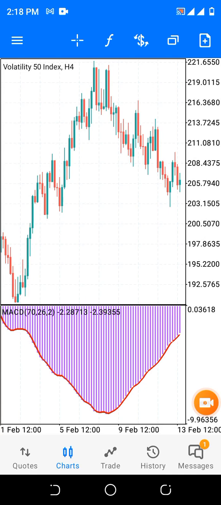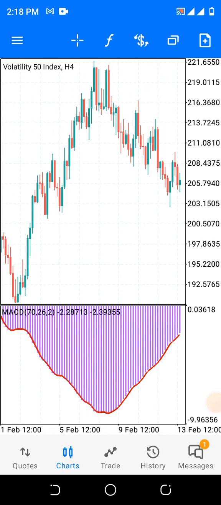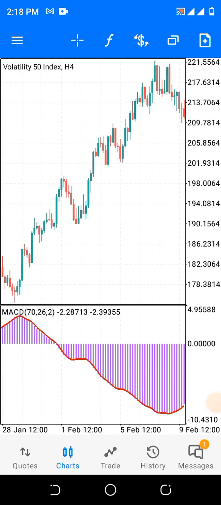Top-down analysis is paramount in forex trading. Before you make a trade, make sure you have a higher time frame view of whatever you are trading. If you are trading on a 5 minutes time frame, make sure you have a higher time frame view to understand the overall trend of the market.